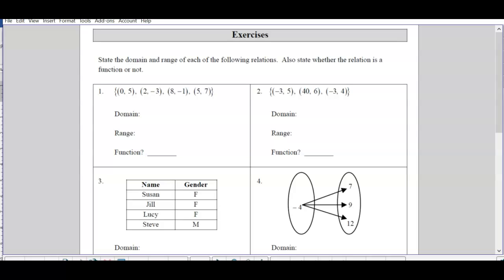Okay, and then the exercises, we'll go through these quickly. State the domain and range of each of the following. Also state whether the relation is a function or not. So, a set of ordered pairs. So 0, 2, then I'm going to put 5 and 8.